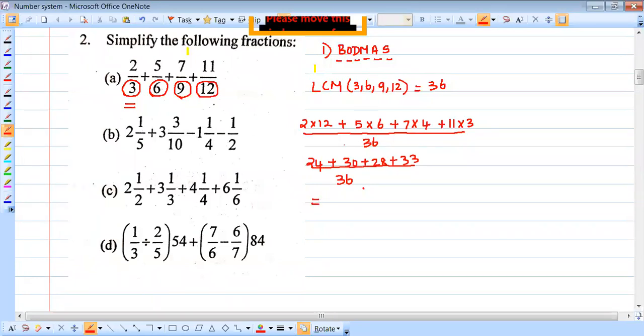So what is your answer? 20, 50, 70, 100, 111, 115. 115 divided by 36. If you want to convert it into a mixed fraction and write, no issues. If you write only 115 by 36, that is also correct. Both are the same.